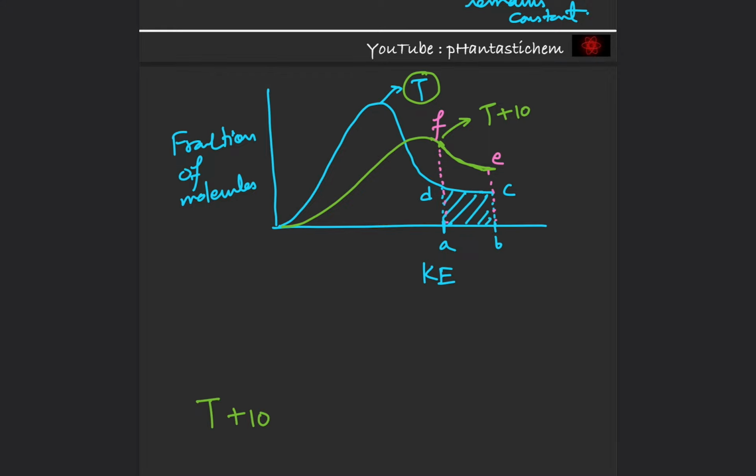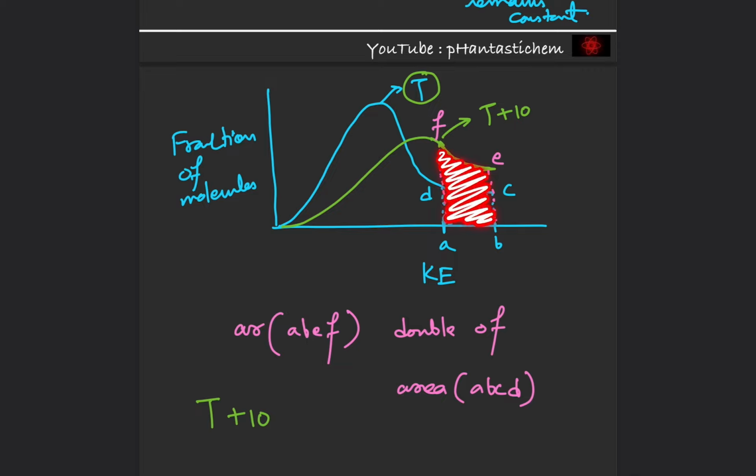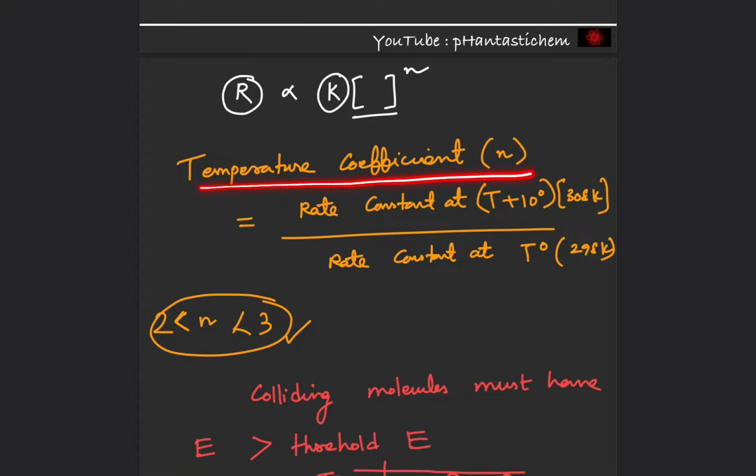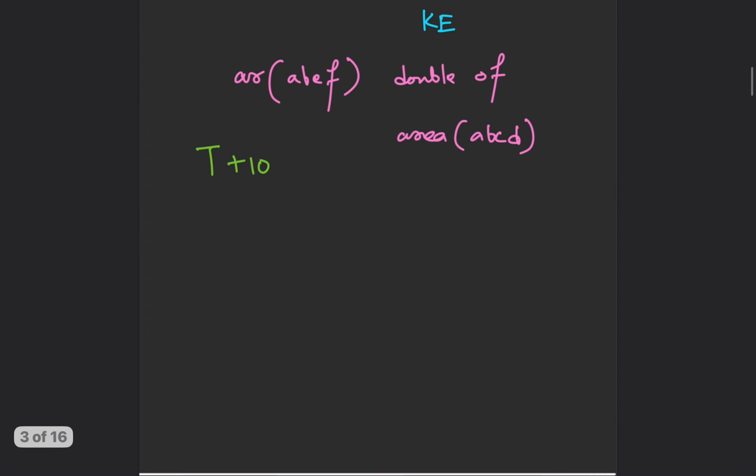And the area of ABEF is almost double the area of ABCD. So that's why you can see the fraction of molecules at T plus 10 having energy more than the threshold is double the fraction of molecules having energy more than A at T. So therefore, the temperature coefficient is approximately between 2 and 3, or the double. So this is qualitatively. Quantitatively also we can calculate.